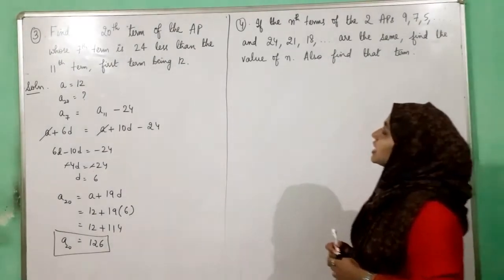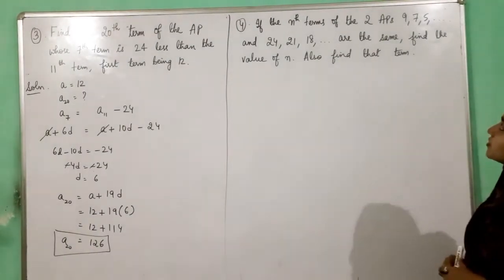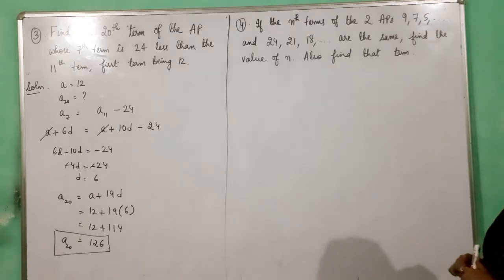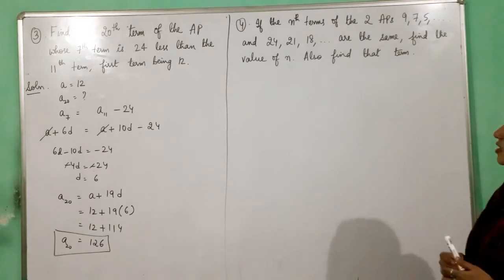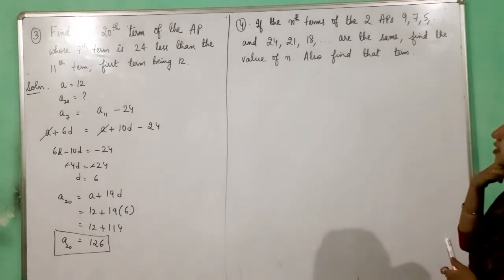Okay. If the nth terms of the two APs 9, 7, 5 and so on, and 24, 21, 18 and so on are the same, find the value of n. Okay. Also find that term.